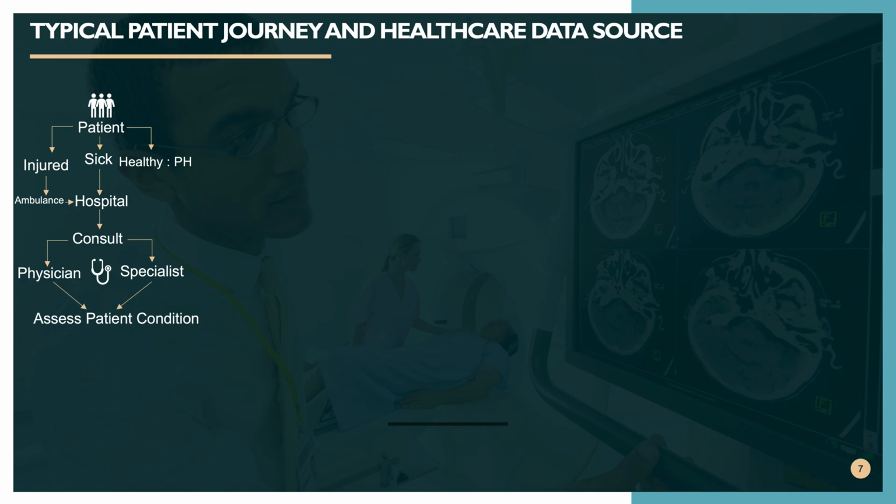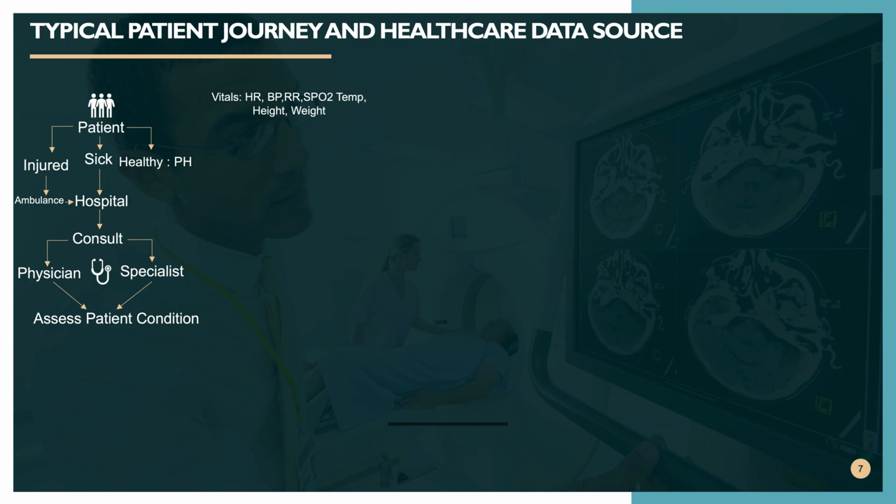So a physician or specialist will try to assess the patient's condition. Typically when somebody visits the hospital, they will take vitals. Now why are vitals called vitals? Because these metrics, heart rate, blood pressure, respiratory rate, SpO2, temperature, height and weight, are indicative enough of the vital organs inside the body.